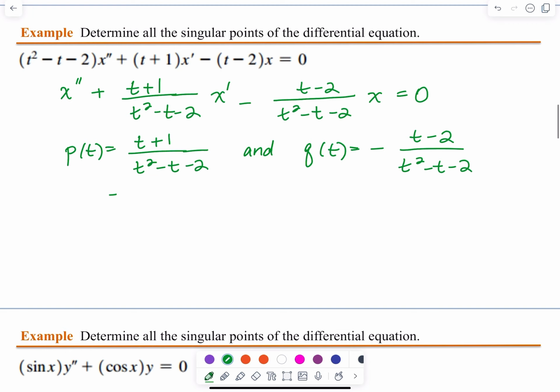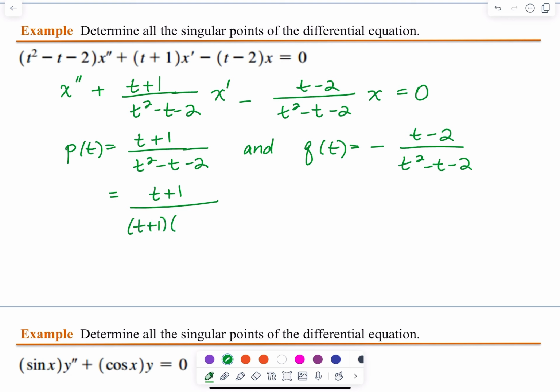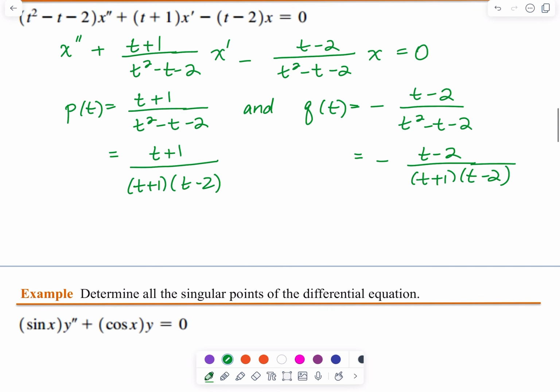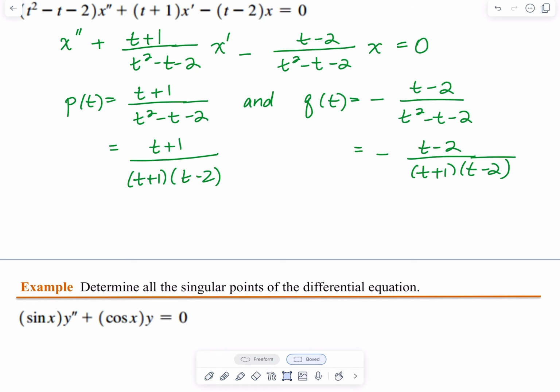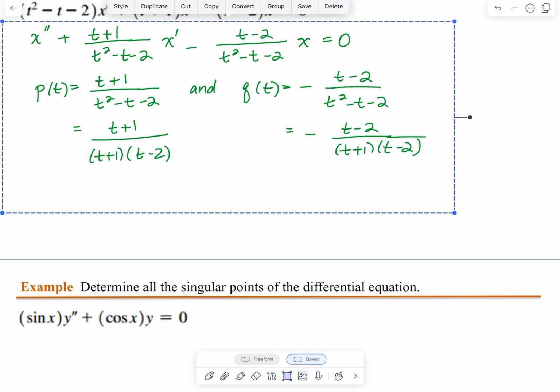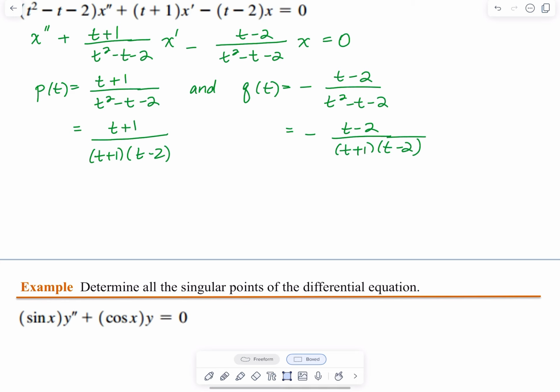Well, this is equal to t plus 1, of course, divided by t plus 1 multiplied by t minus 2. And we'll do the same thing over here: we have the opposite of t minus 2 divided by t plus 1, t minus 2. So the point t equal to -1 is actually a removable singularity for p of t, since t cannot be equal to -1. Now keep in mind, we have to look at both p of t and q of t. So let's talk about this a minute. The t plus 1 term can be canceled in p of t.